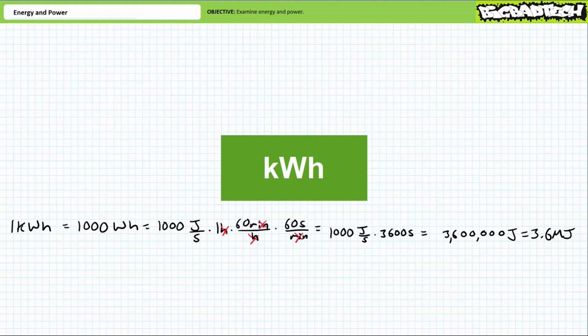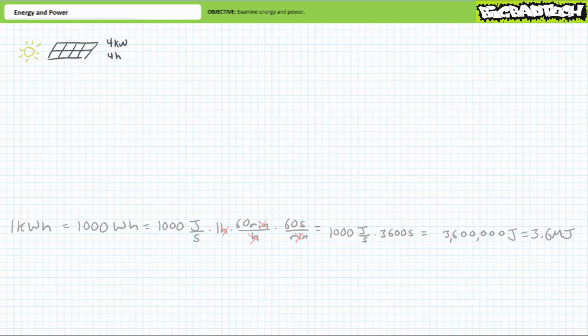In summary, the kilowatt hour is a unit of energy. It is a unit of power, the kilowatt, times a unit of time, the hour. Energy is power times time. The simplicity of expressing energy in units of kilowatt hours cannot be overstated.